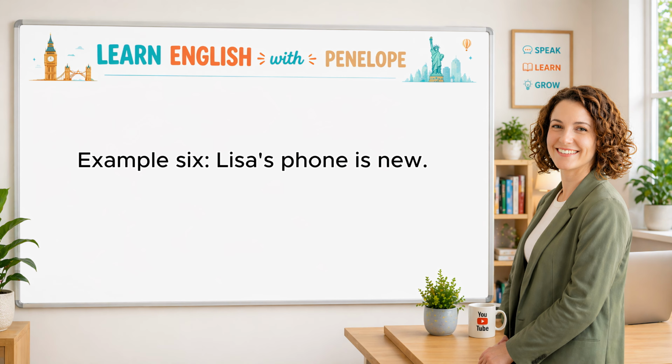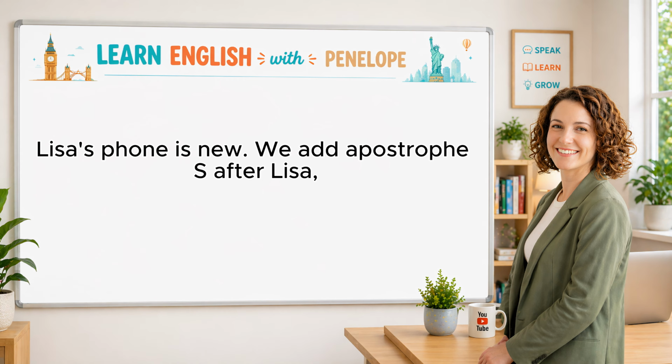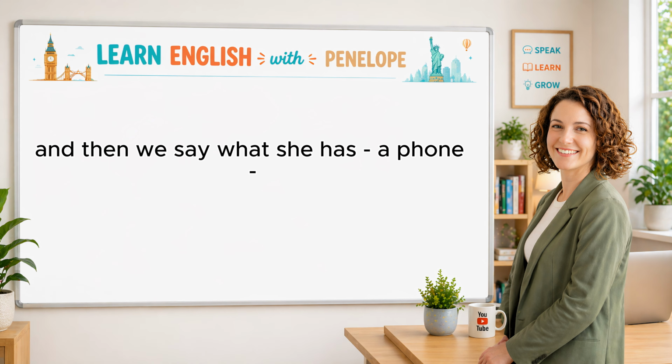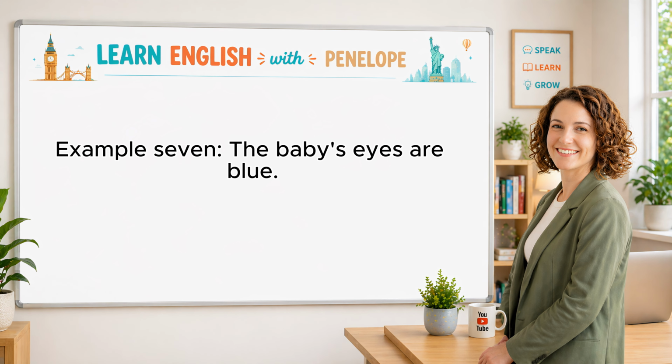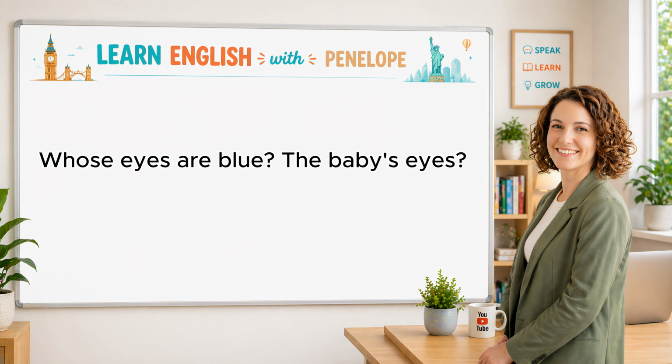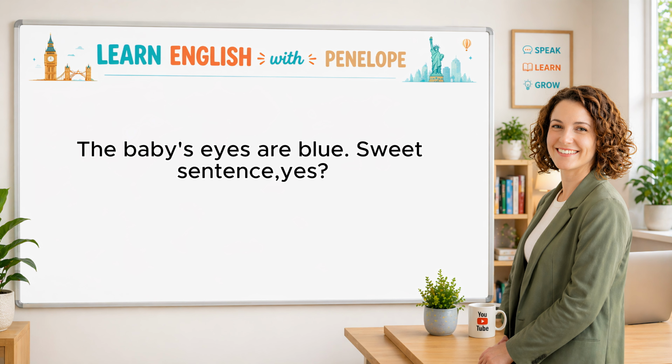Example 6. Lisa's phone is new. What does Lisa have? Lisa has a phone. Lisa's phone is new. We add apostrophe S after Lisa, and then we say what she has, a phone, and then we describe it. New. Example 7. The baby's eyes are blue. Whose eyes are blue? The baby's eyes. We are talking about the eyes that belong to the baby. The baby's eyes are blue.